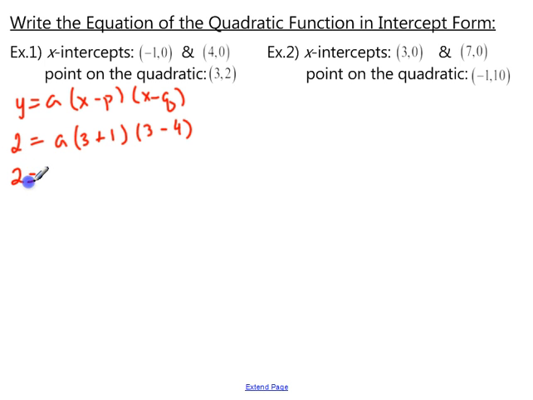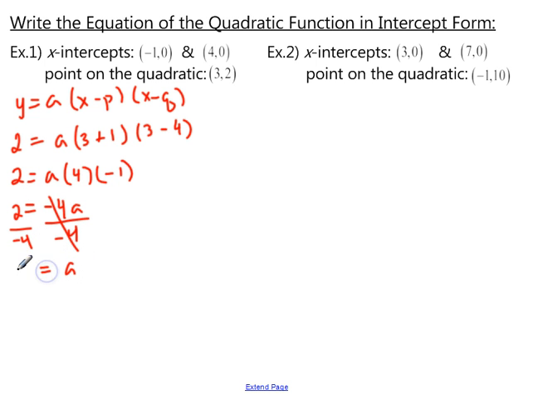Now let's solve for a. 2 is equal to a times 3 plus 1 is 4. 3 minus 4 is negative 1. So then we have 2 is equal to 4 times negative 1 is negative 4, and then times a. So we have negative 4a. We want to divide by negative 4 on both sides. That cancels, and we're left with a is equal to negative 1/2.